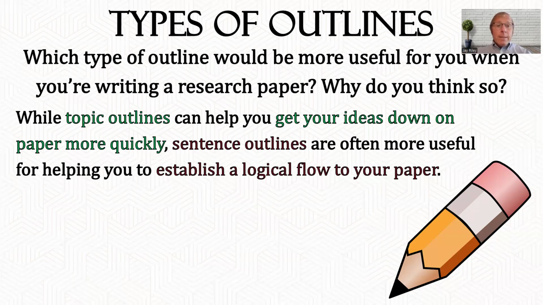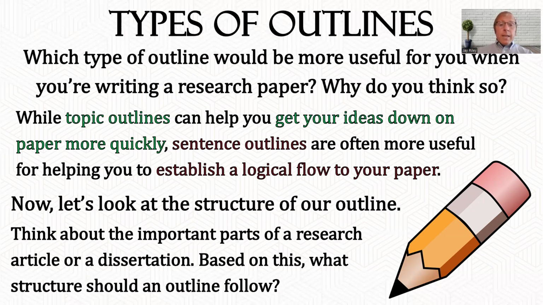That's a really great example of where you might want to do a topic outline, because you're starting with something really broad and then you're funneling it down. So you're just worried about topics, right? But sentence outlines tend to be very useful for establishing a logical flow to your paper, and they may be more useful when you go back and use them to write.